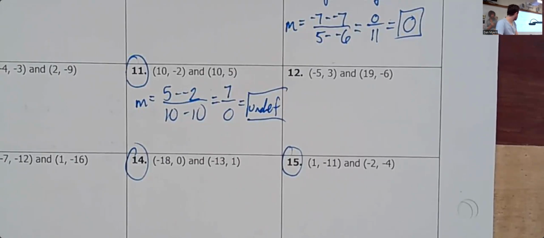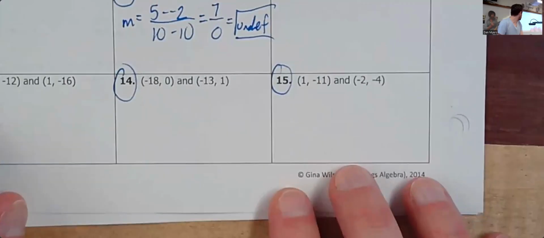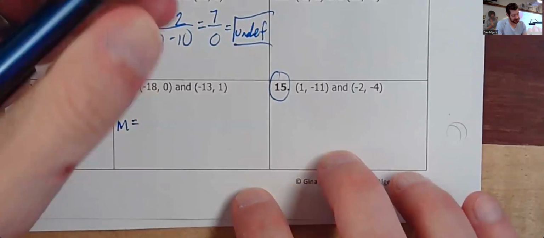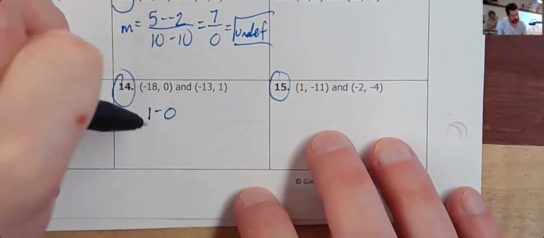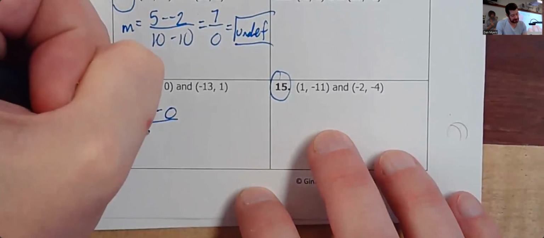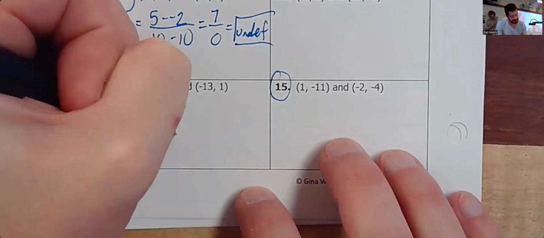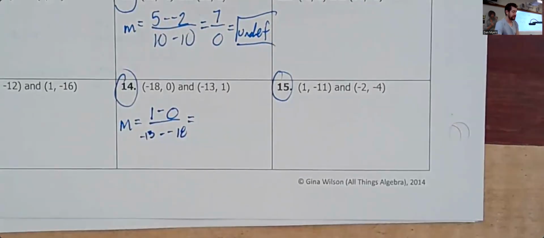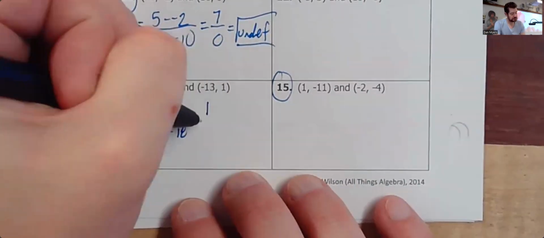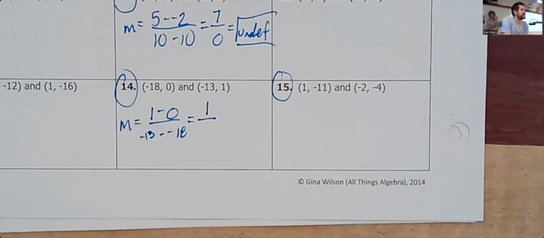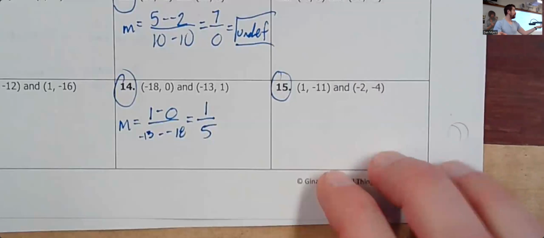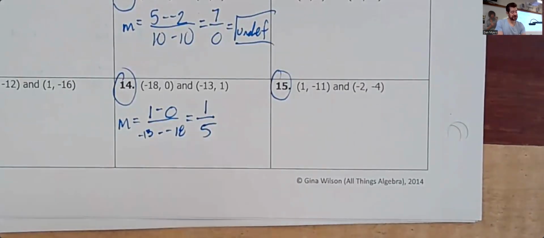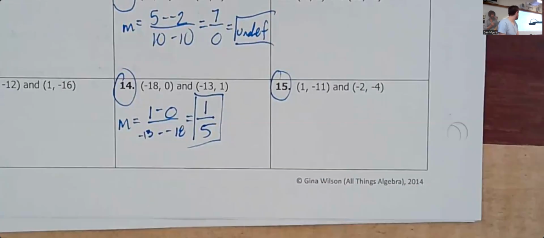All right. Last two from this page, 14 and 15. For 14, we're going to go with m equals y2, which is 1, minus y1, which is 0, over x2, -13, minus x1, which is -18. One minus 0 is 1. And then -13 minus -18 is 5. And that's it, 1/5. That fraction doesn't reduce. Positive 1/5.